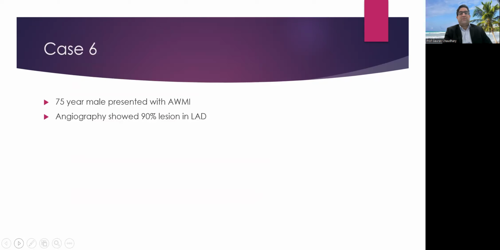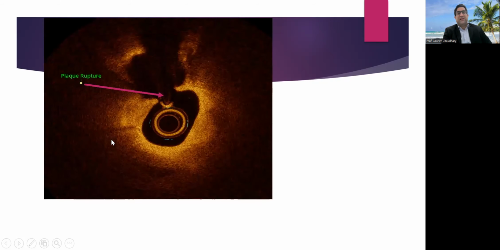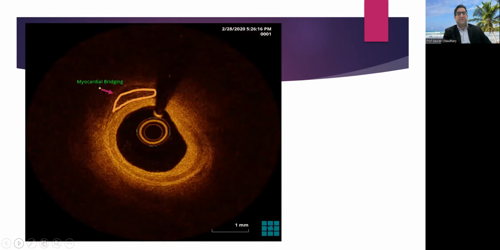So a 75-year-old male presented with anterior MI, angiogram showed 90% LAD. So this is the mechanism of the ACS that was studied. So we can clearly see that we are seeing an intimal breach. From this, there's a fibrotic lesion, with signal bright shadows from 2 o'clock to 8 o'clock to 9 o'clock. And at 11 o'clock, there is a breach in the intima, and we could see the plaque has ruptured. So mainly plaque rupture is the reason in this particular patient to develop ACS.